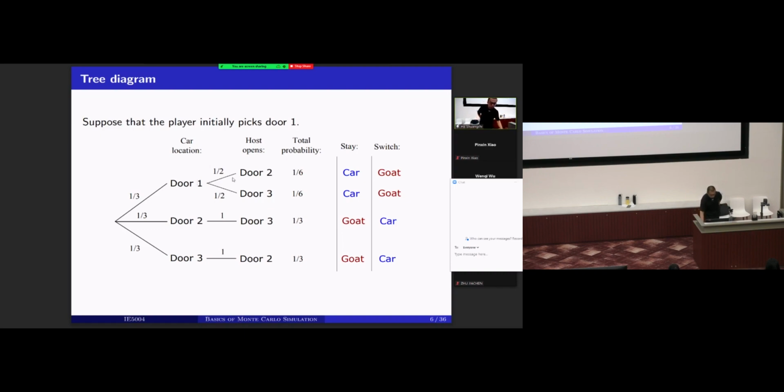So in this case, the probability at this stage would be 1/3 times 1/2, which is 1/6. Here also 1/6. In this case, we know that because the car is behind door 1, if you don't switch, you will get the car. If you switch, you will get a goat, right? So let's discuss the second case.